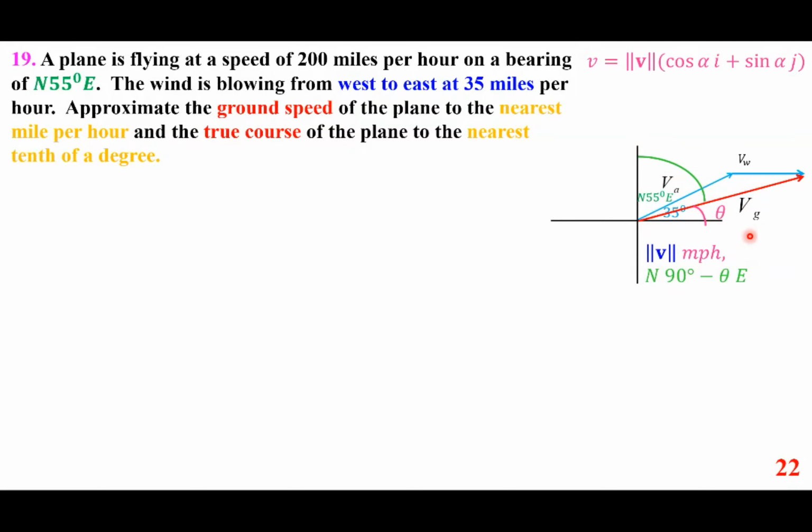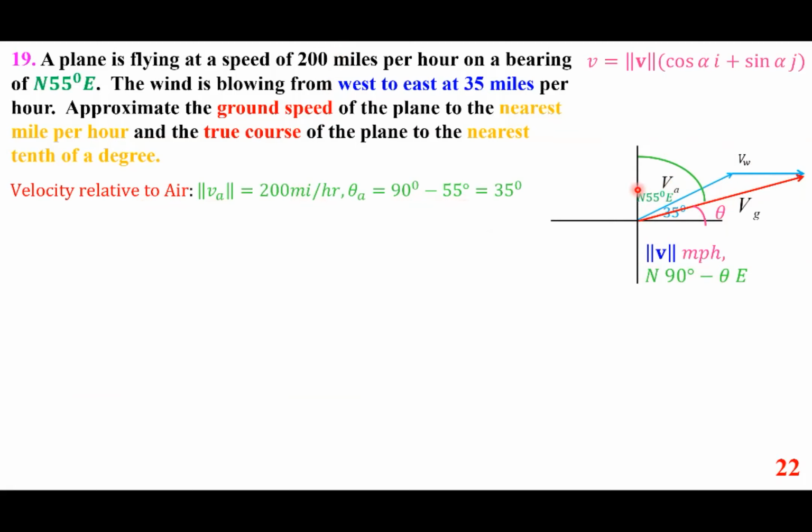So what do we need to find? We need to find theta. So 90 minus theta goes here. We also need to find the magnitude of this, which is adding the two vectors here and finding the magnitude. So here's what we have. The velocity relative to air is given as 200 miles per hour. And theta of alpha is 90 minus 55 degrees.